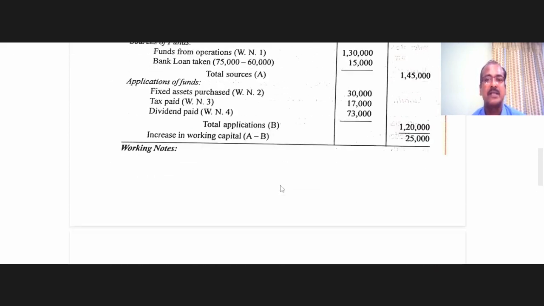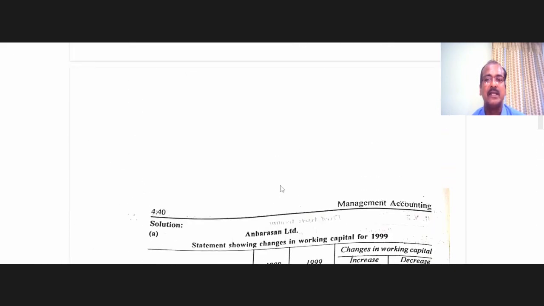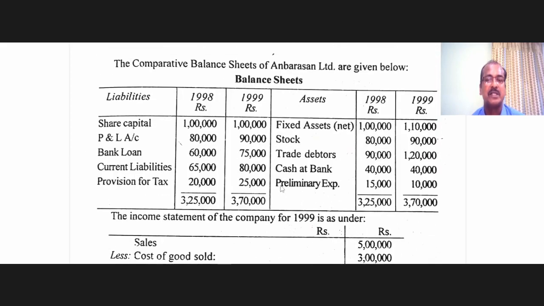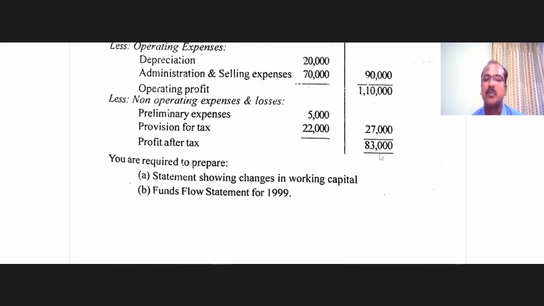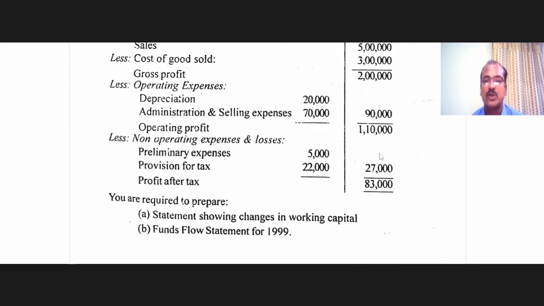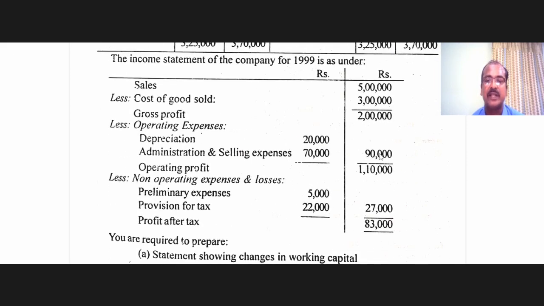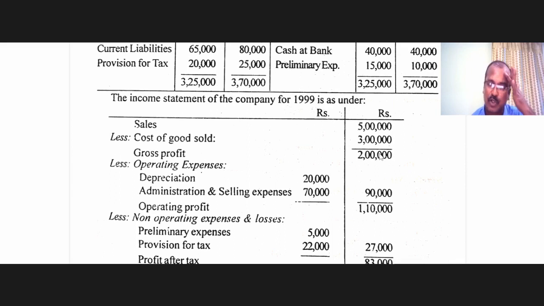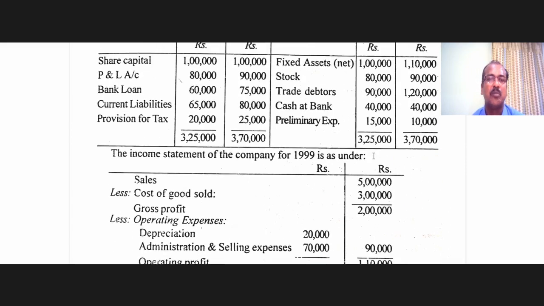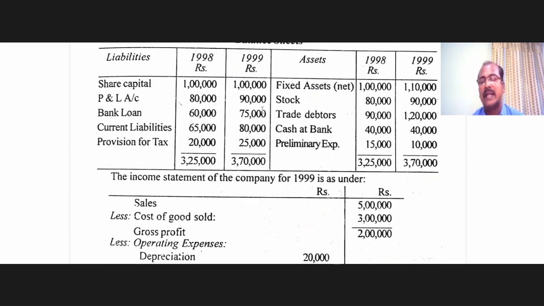Now let's look at the details here. Please listen to me carefully. Opening profit and loss account 80,000. Closing is 90,000. Along with the opening, if you add the current year profit 83,000. So 80,000 plus 83,000, the closing is supposed to be 1,63,000. But look at the closing, it is only 90,000. So where is that 73,000? 73,000 rupees is missing, there is no account for it in the problem.